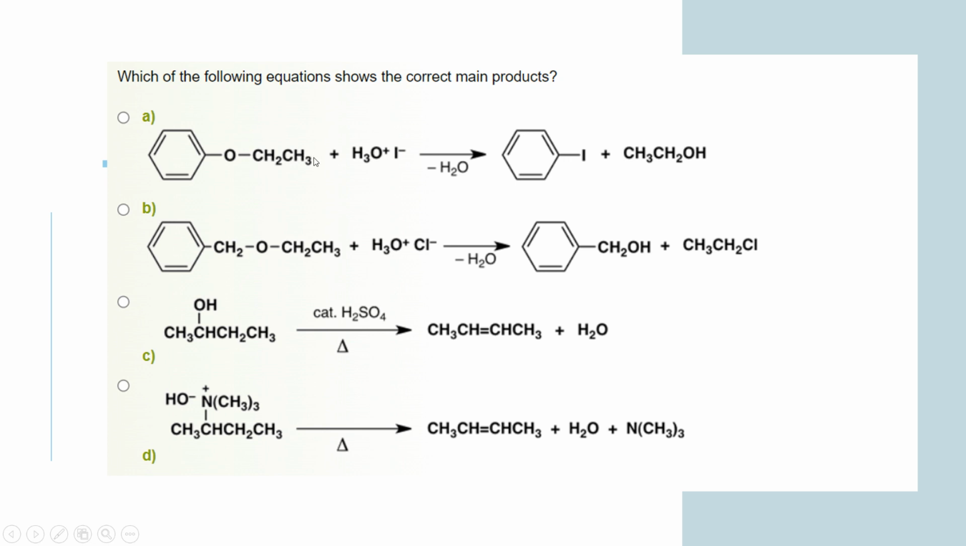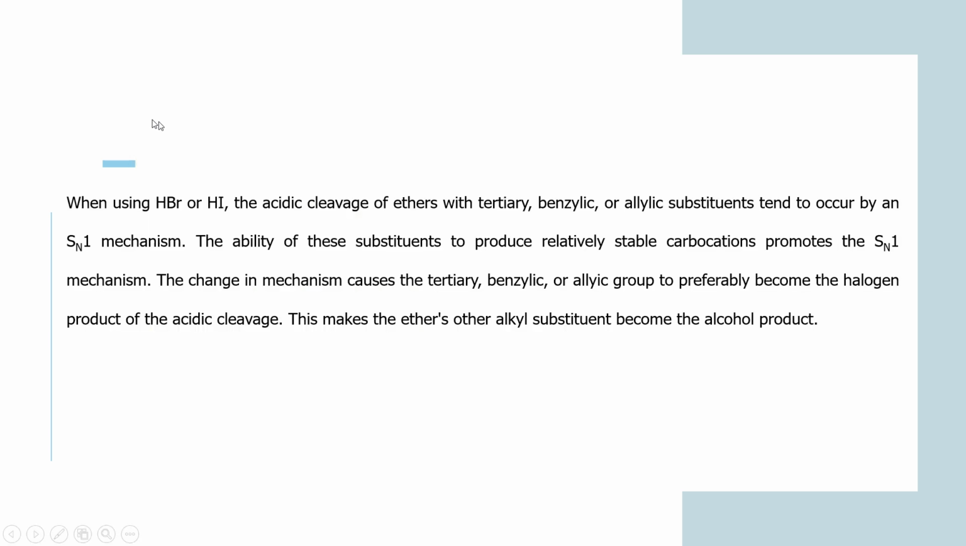Okay, so are we getting phenol and ethyl iodide in the product? No, it is showing the reverse. So no such mechanism can be followed in this reaction, and you now know that option A is not showing the correct main products. So we will eliminate option A from this list.